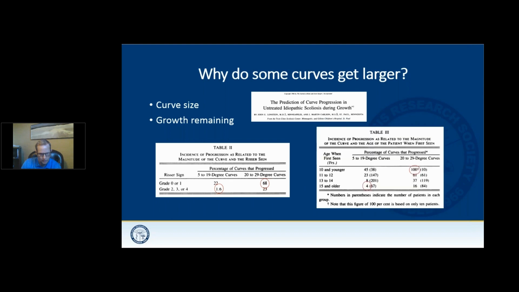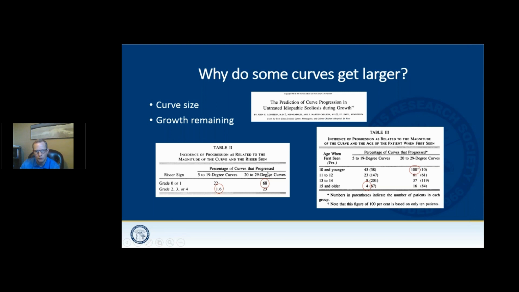So why do some curves get larger? The two big factors that help us predict whether curves are going to get bigger are how big the curve is, so curve size, and growth remaining. And these are kind of busy slides, and I don't want you to read all of them, but they're basically showing you the same thing.